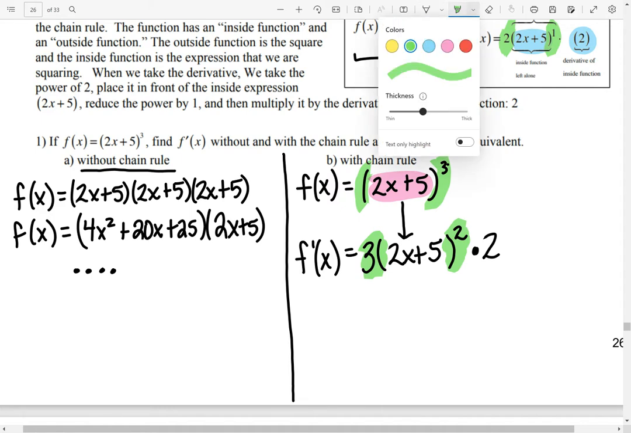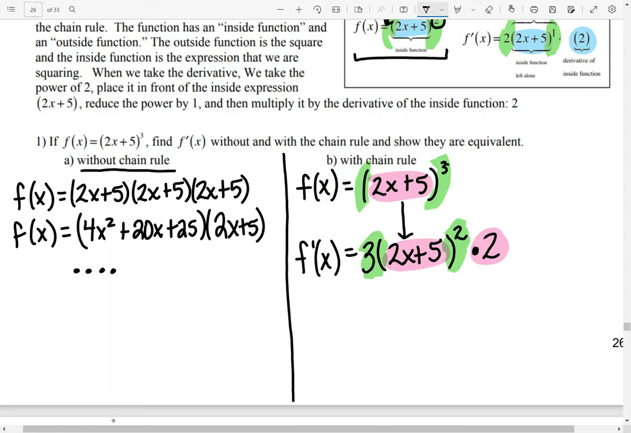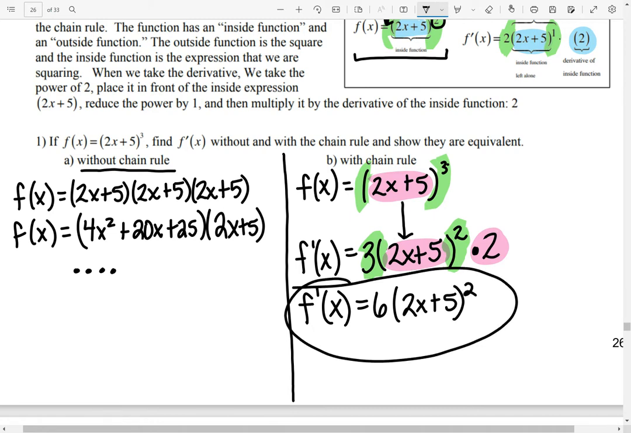So I copied down the 2x plus 5, and then I multiplied by the derivative of 2x plus 5, which is 2. Then I can simplify this just a little bit more to get 6 quantity 2x plus 5 squared. And I would not simplify any further than that. I would leave it just like that.